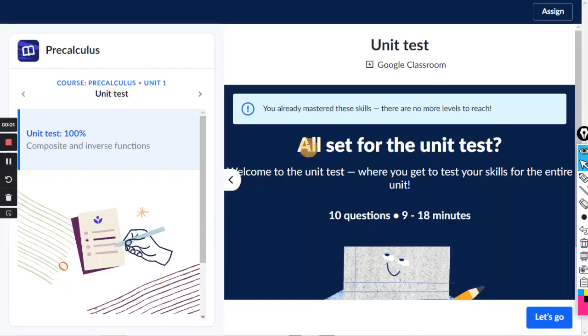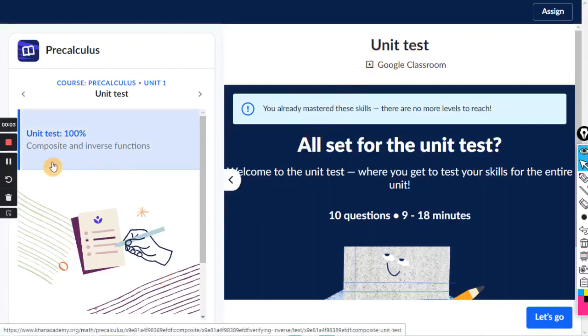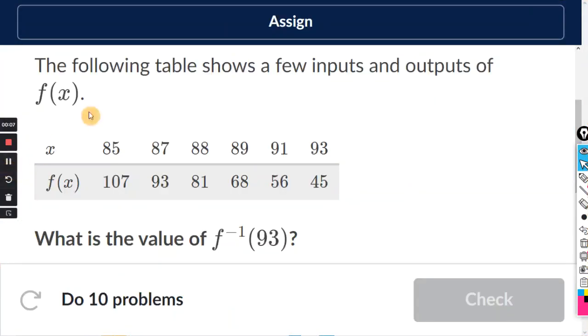This will be for the Khan Academy unit test, composite and inverse functions. The following table shows a few inputs and outputs of f of x.